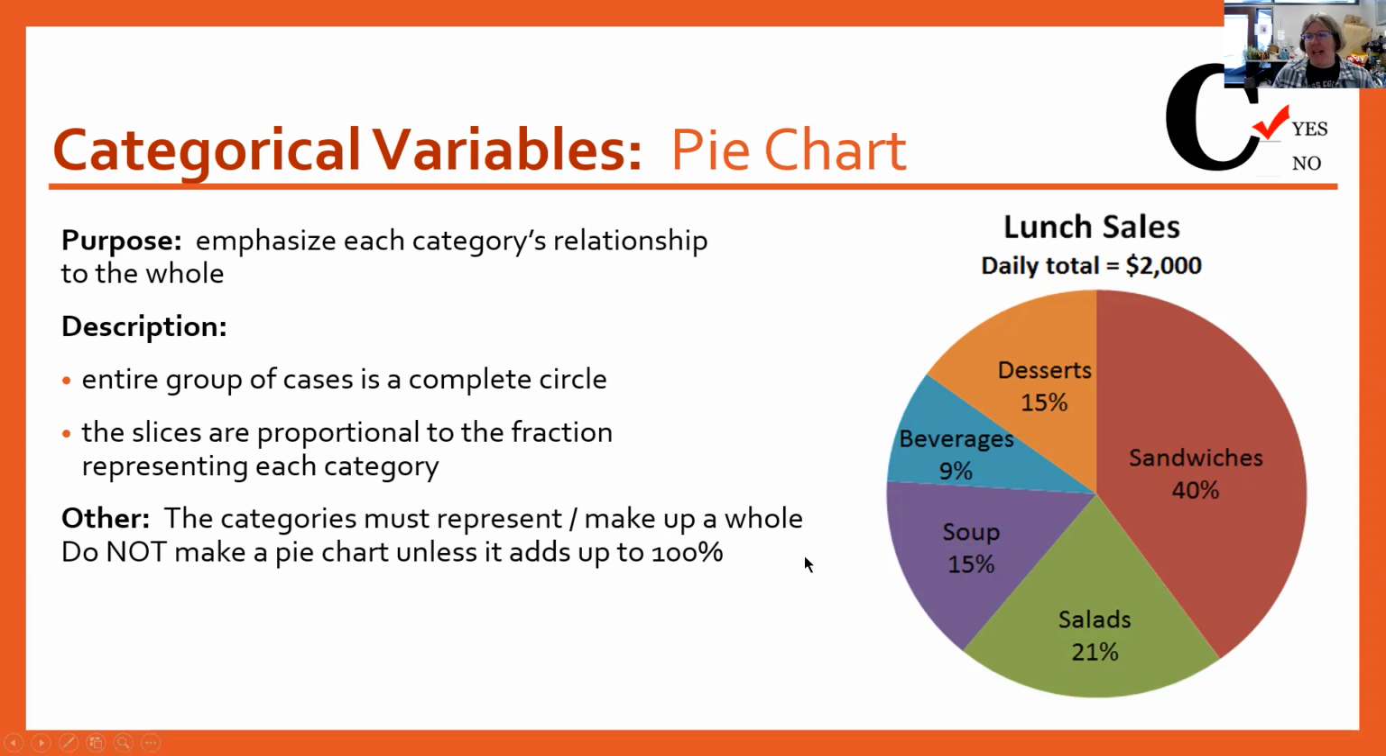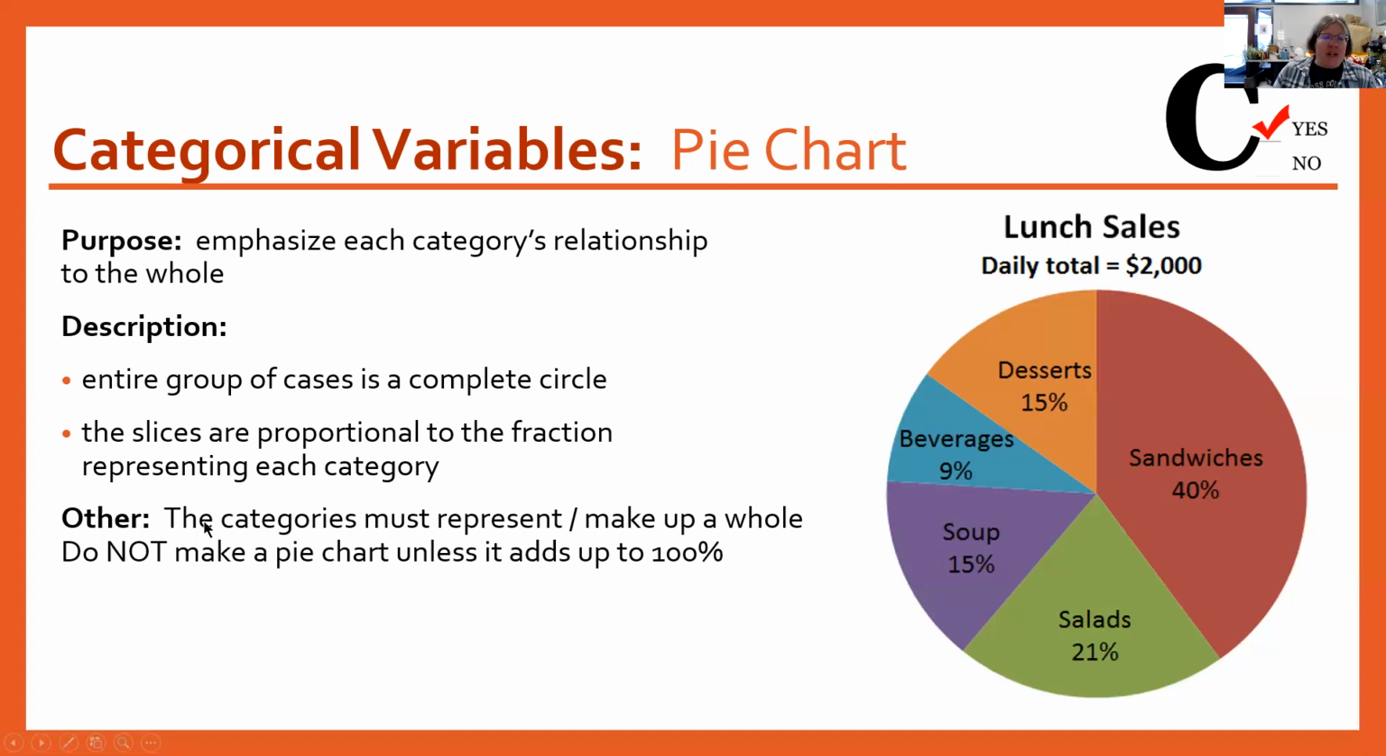We have an example here that is lunch sales. Looks like they bring in maybe about $2,000 in sales each day, and they've broken it down into 40% of those sales from sandwiches, 15% from desserts, and so on. In a pie chart, the entire group of cases is a complete circle, so we're not missing any pieces, and altogether it makes up a whole circle. Each of the slices is proportional to the fraction or percentage for that category. For example, sandwiches is 40%, so that slice should be quite a bit bigger than the one for beverages, which is only 9%. They should be sized relative to each other.